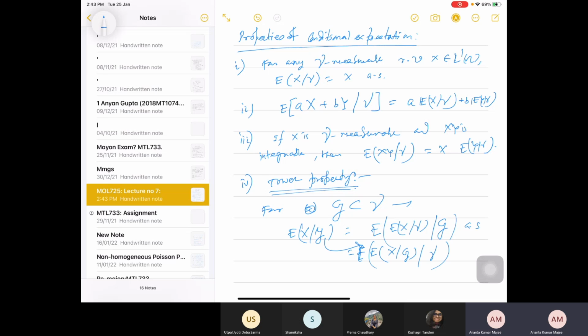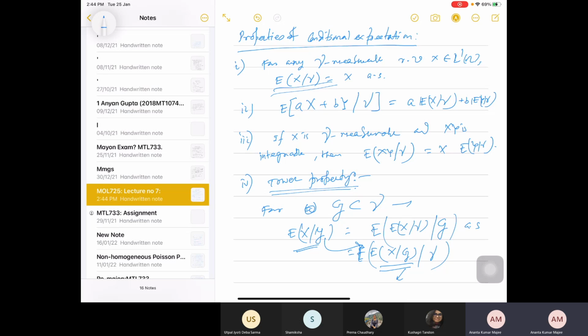This one is trivially true because of measurability, because expectation over x given g is g-measurable, is it not? And g is a subset of nu, hence expectation of x given g is nu-measurable. So this thing is now nu-measurable, and hence expectation over x given nu is the same as the random variable itself. So that is why we have it from 1.